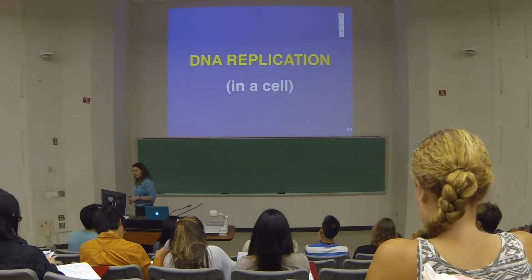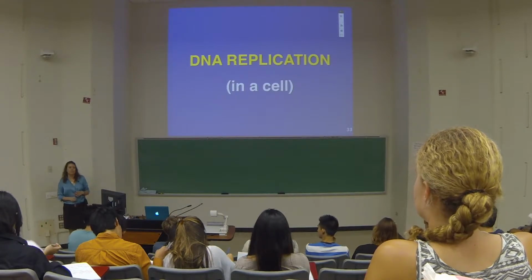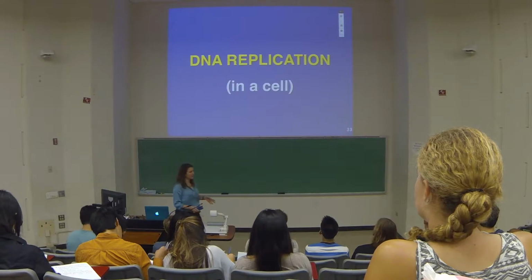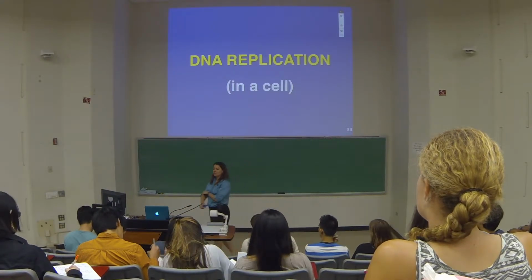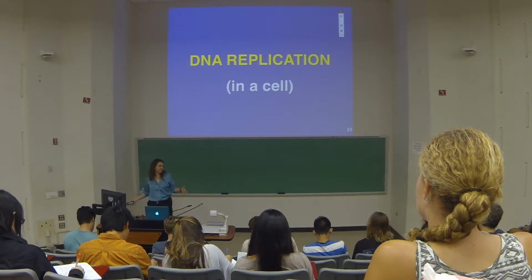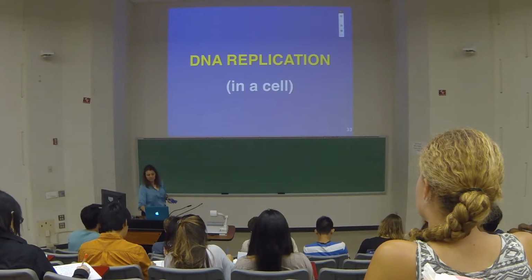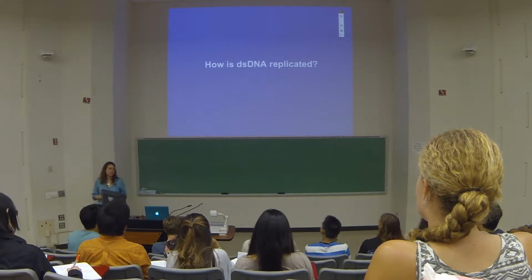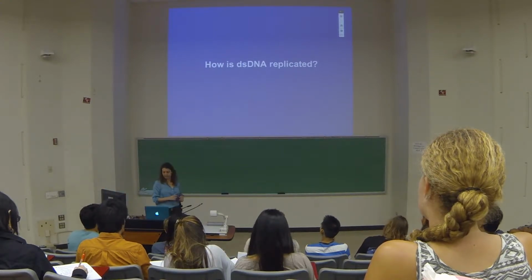All right. So that finishes up DNA replication in a test tube where we're copying small stretches of DNA. Let's take a look at how this translates to DNA replication in a cell, where we're copying millions of bases rather than just thousands. Specifically, we're going to look at how double-stranded DNA is replicated in the cell, and we're going to look at the system in bacterial cells to start off with.